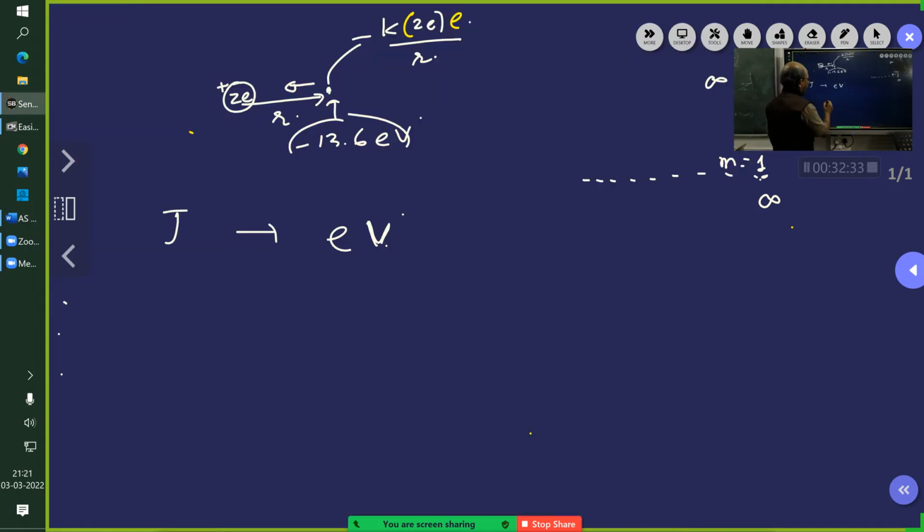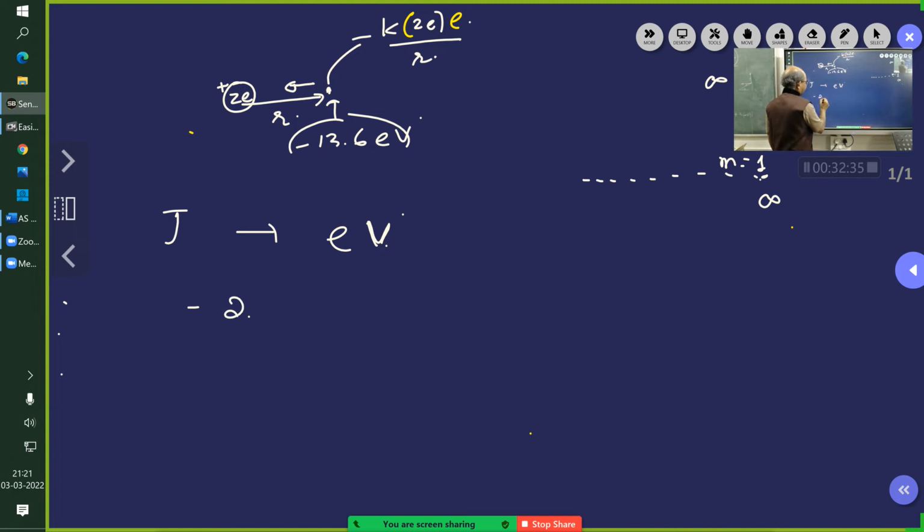Okay, wait. You got here what? Minus 2.18 into 10 raised to minus 18. Numerical value I'm asking. But now this is 13.6. Correct? So now what is the conversion factor from this to this? Divided by 1.6 into 10 raised to minus 19. So which one will you divide? This one or this one? You will divide, correct?